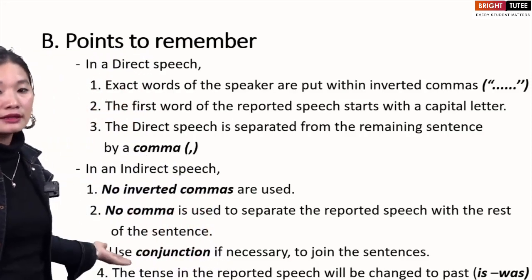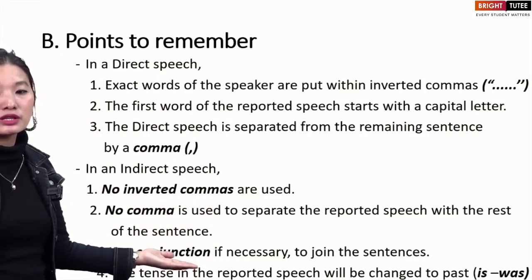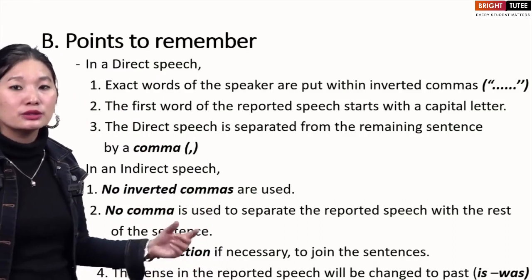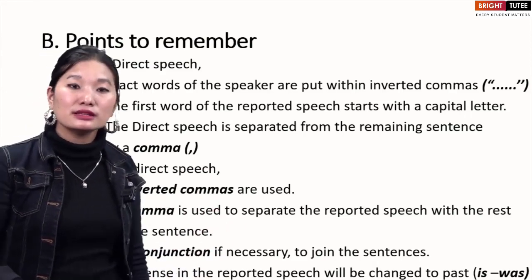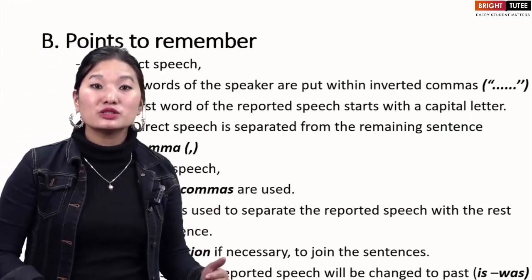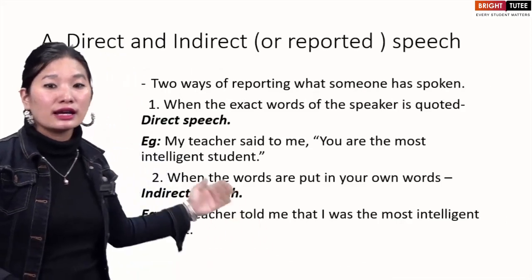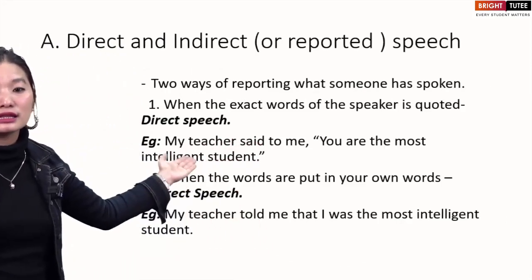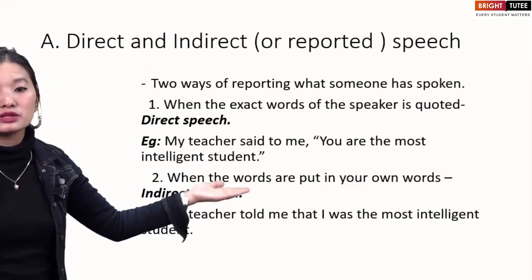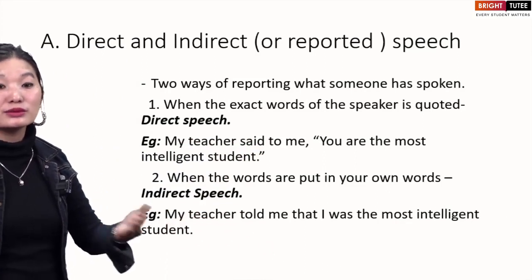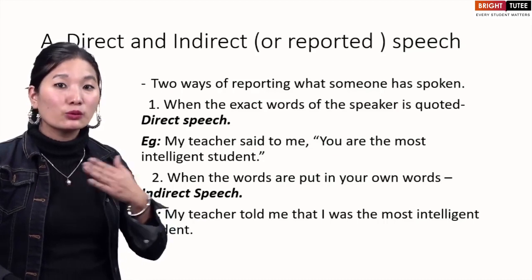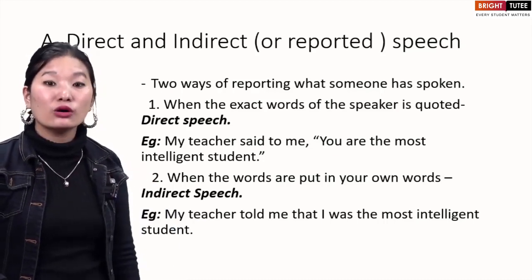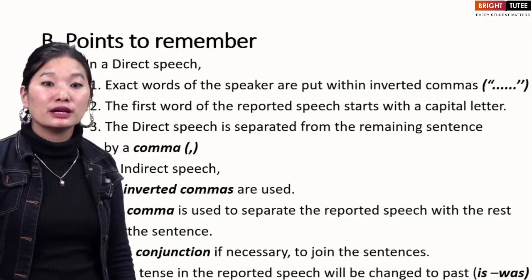Okay? The tense in the reported speech will be changed to past. Example, the word is will be changed to was. I repeat, the tense in the reported speech has to be changed to the past tense. Okay? I said, you are the most intelligent student. Are has been changed to was. My teacher told me that I was the most intelligent student. Right? Was is used instead of are. This is what we are talking about.